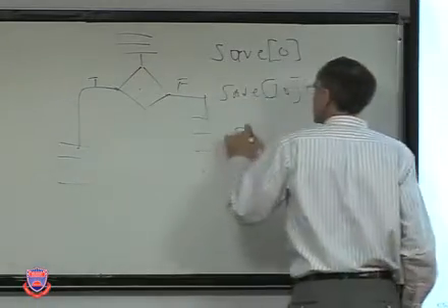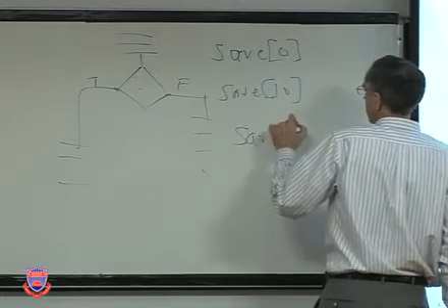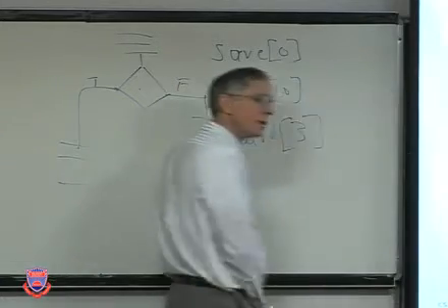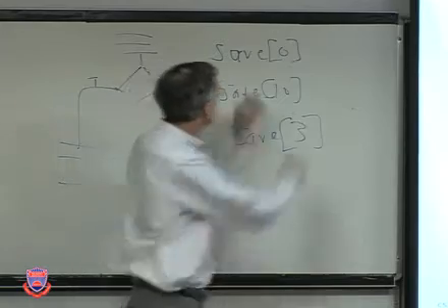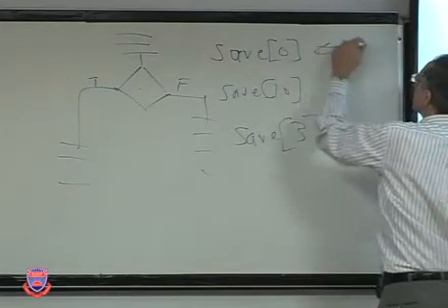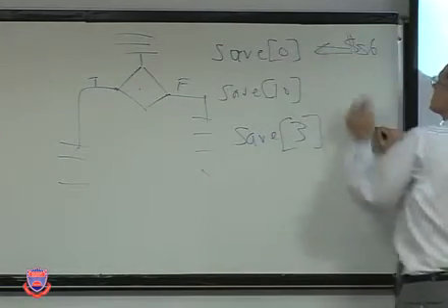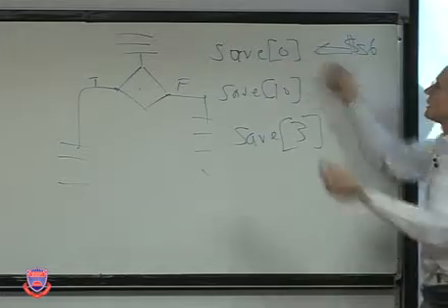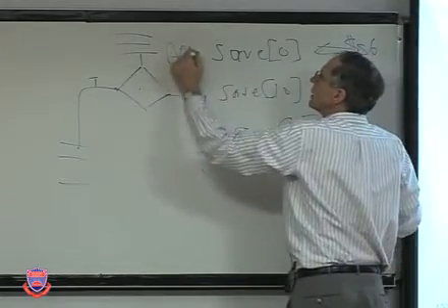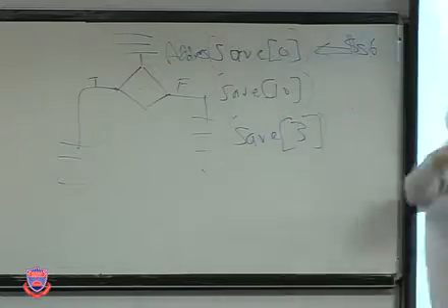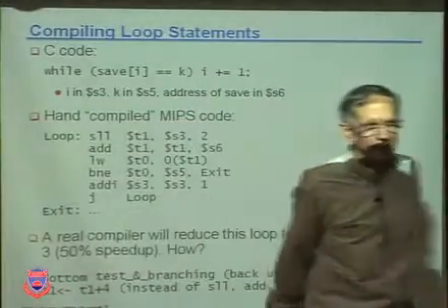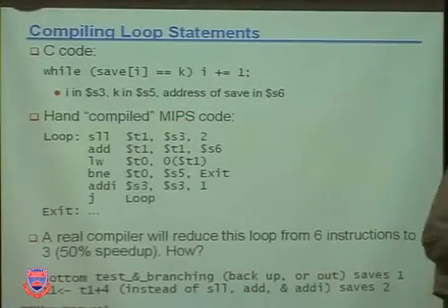What is the address of save 3? Yeah, because this is held in S6. Yeah, I need the address, not the value. Look, I better do it this way. Address of that, address of that, address of that. I don't know what the values are. The values are something in memory. But the address is what I need in order to get the value.